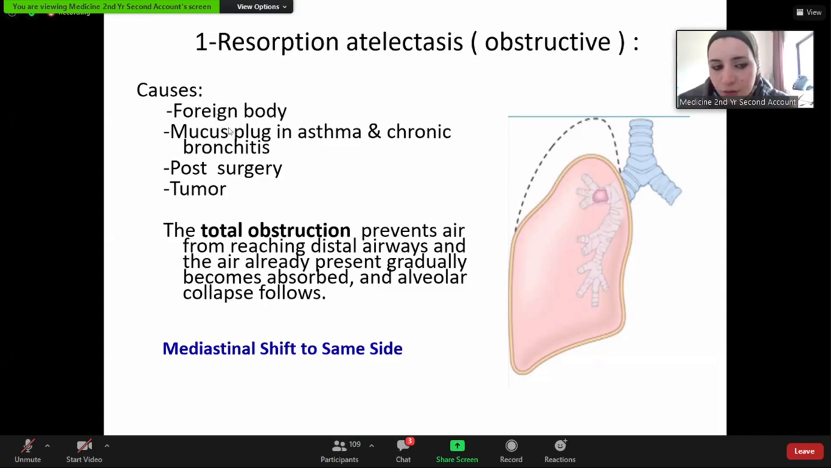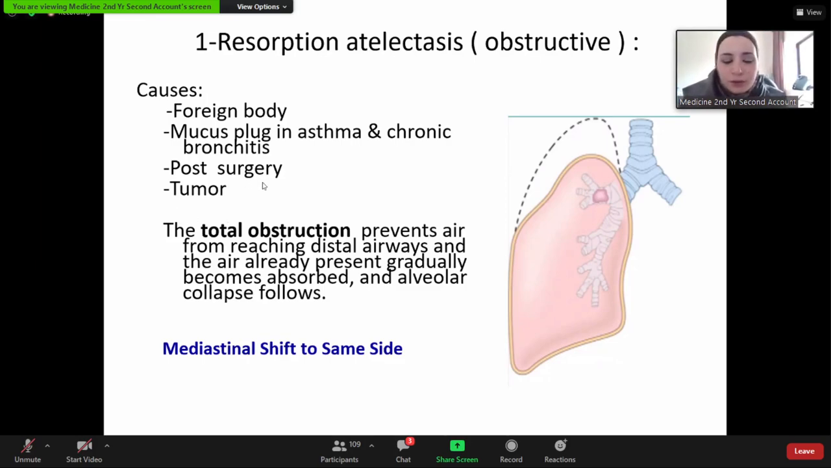It could be due to mucus plug in asthmatic persons, or بالناس اللي عندهم مثلا, like for example, cystic fibrosis disease. هدول الناس بيكون في عندهم thick mucus production, and this thick mucus ممكن يعمل لي obstruction of the trachea.